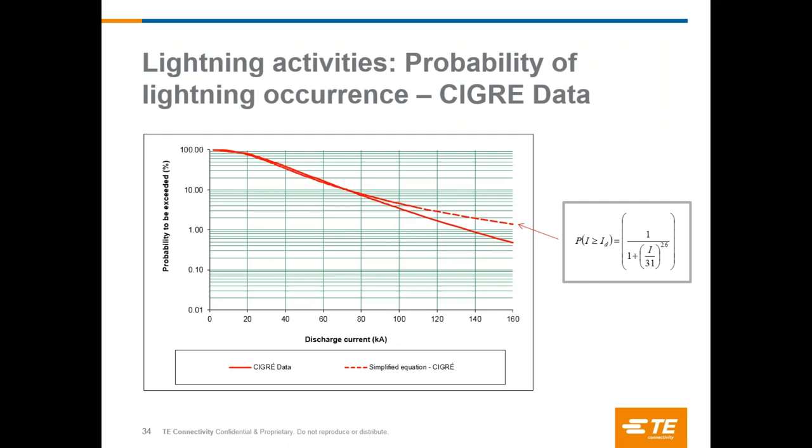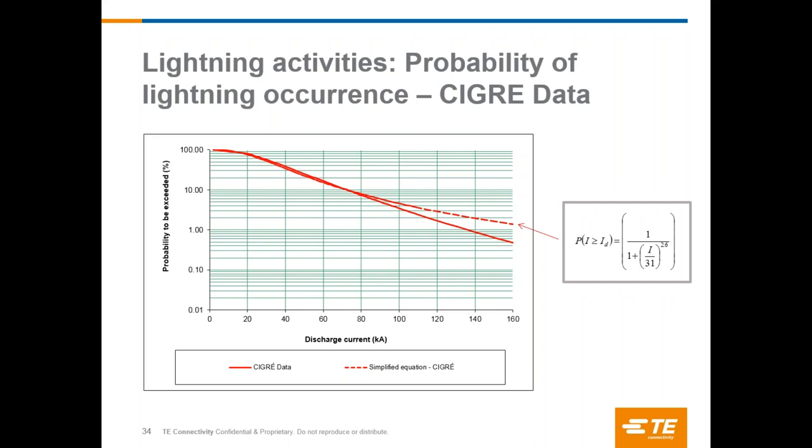This picture shows the probability of a lightning occurrence based on Sigre data. This information is very important for lightning analysis because it gives us the probability of a given current being exceeded. And with this information and knowing the critical current that produces flashover or back flashover for the lightning under analysis, it's possible to estimate the lightning performance in terms of outages on a statistical basis.